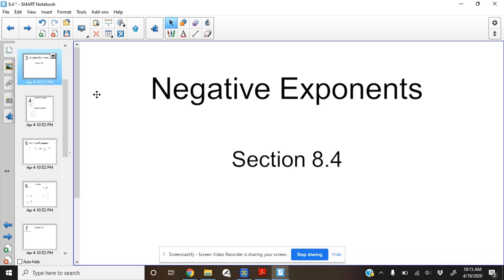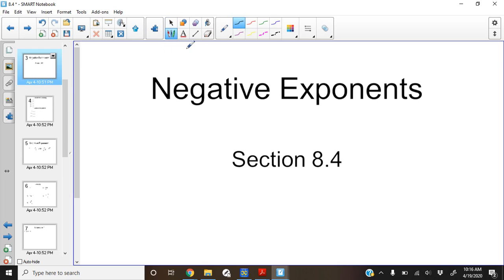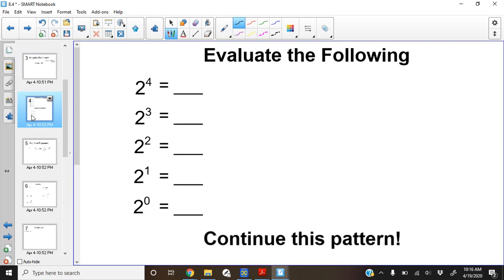So first, let's talk about, well, what do those negative exponents mean? And contrary to popular belief, a negative exponent does not mean a negative number. So it does not mean a negative value. Instead, let's do a little exploration to see what it means.